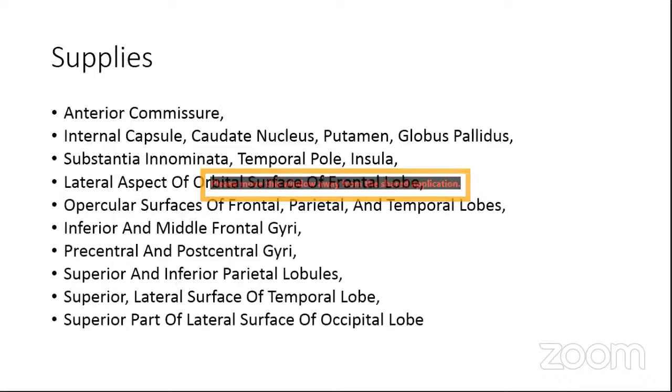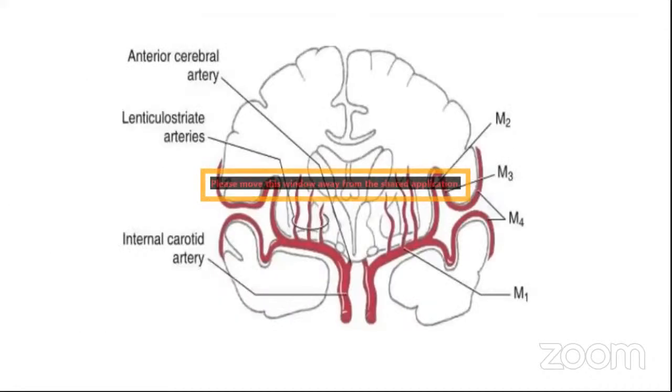So it supplies the anterior commissure, the internal capsule, the orbital surface of the frontal lobe, the inferior and middle frontal gyri, and the superior part of the lateral surface of the occipital lobe. This is a very good diagram, a coronal view of the middle cerebral artery. As you can see, the 4 segments are quite visible, and we can study the surgical anatomy.